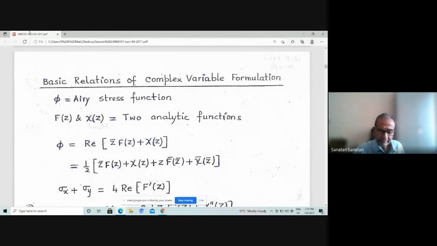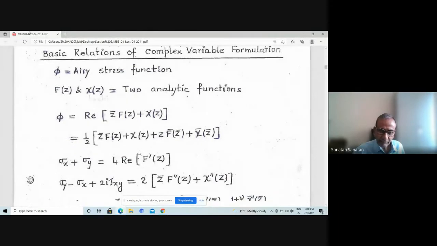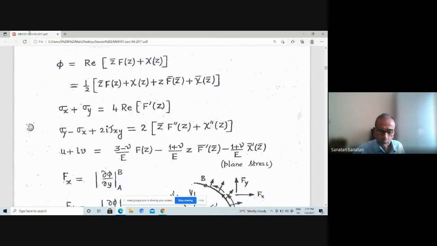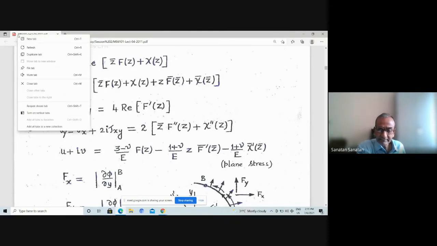If we write it in this form, then we get the Airy stress function, and therefore we get the relationship sigma x plus sigma y equal to 4 times the real part of f'(z), and sigma y minus sigma x plus 2i tau xy is equal to this. So these are again given in terms of the two analytic functions. It is also possible to show that the displacements u in the x direction and v in the y direction are given in terms of the two analytic functions f(z) and chi(z). So that relationship was also readily available.